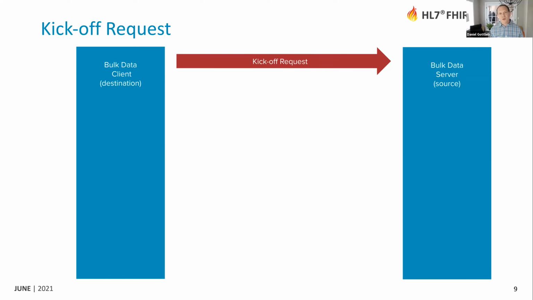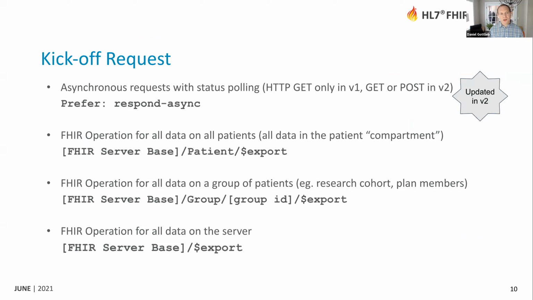So the whole process starts with a kickoff request from the client. This is the client going out to the bulk data server and saying, hey, here's a data set that I would like to retrieve. And there's a couple things to know about that kickoff request. The first thing is that it's asynchronous. So if you're used to the regular FHIR REST API, in that API, you make a request for data, and then that request comes back with your data. And that works because those are usually pretty small data sets.